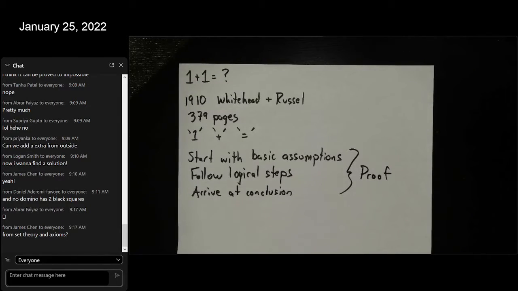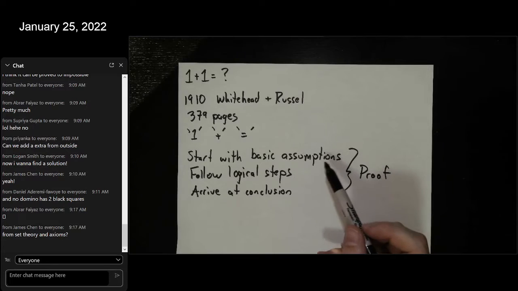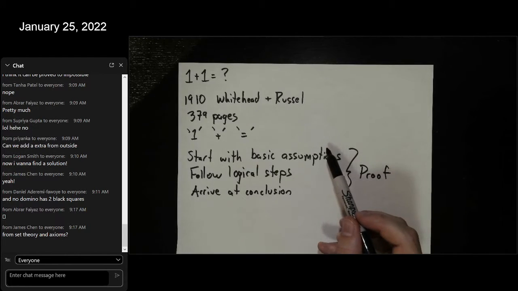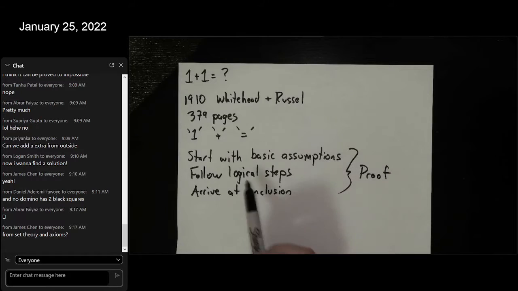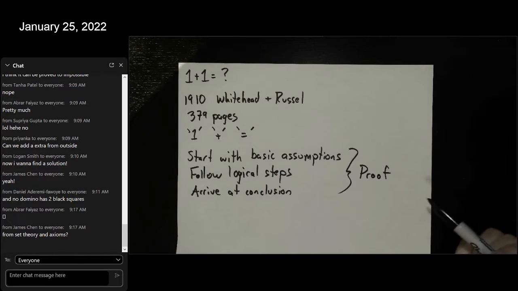If we think about our chessboard problem, our basic assumptions are that each domino covers 1 white square and 1 black square, and we have 32 white squares and 30 black squares. Our logical step is that if we cover all the black squares, there'll be 2 white squares left over. Our conclusion is you can't cover the whole board. That's a proof that you can't cover the whole board.